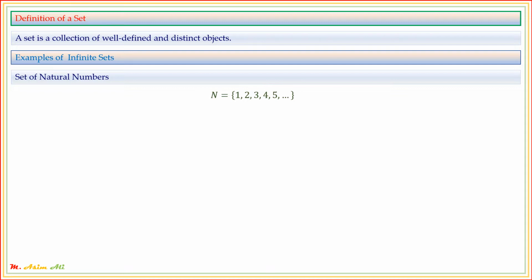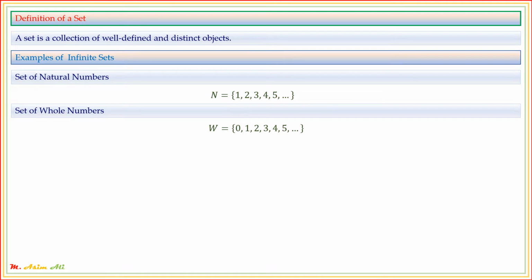The dots indicate that the sequence of numbers does not end at 5. After 5, you have 6, 7, 8, and so on. There are millions and billions of numbers in the set. Similarly, if you add 0 to natural numbers, you get the set of whole numbers. So, whole numbers are 0, 1, 2, 3, and so on. And if you take the negative of natural numbers and combine them with whole numbers, you get a set of integers.